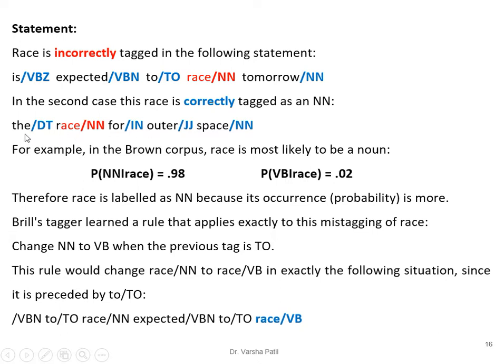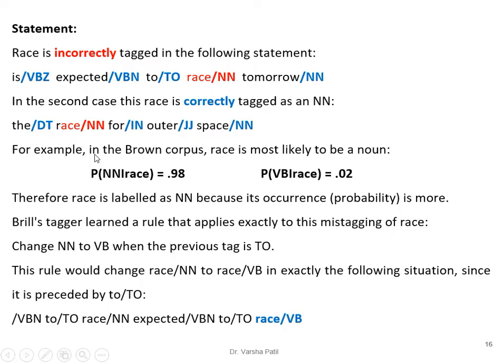When the statement is "the race for outer space", here race is not preceded by "to", and therefore it acts as a noun. So here it is correctly identified that race is a noun, but in the first statement it is incorrectly classified as a noun, when it acts as a verb. So this is a mistake here.